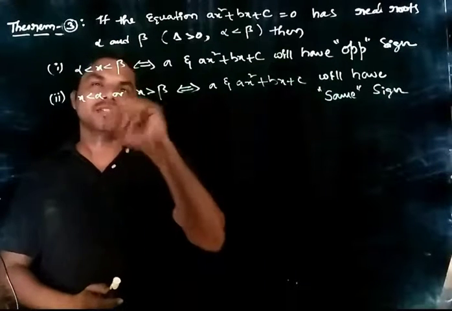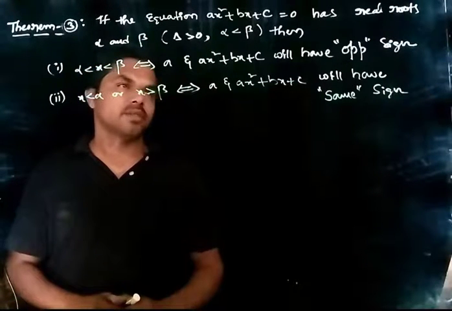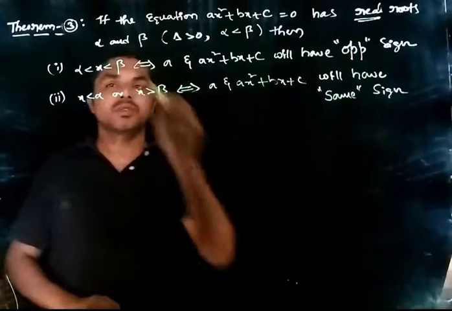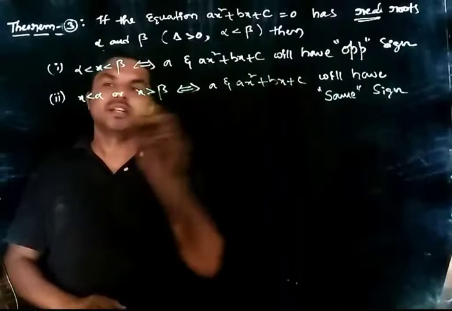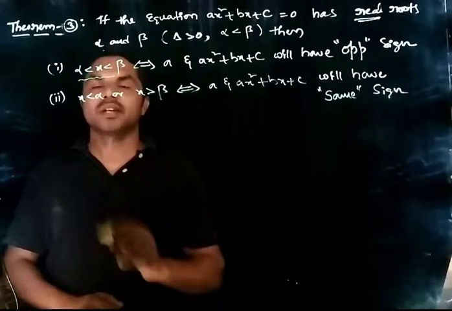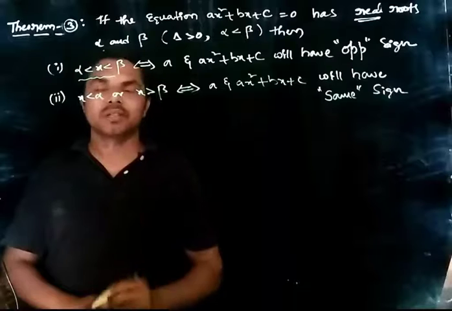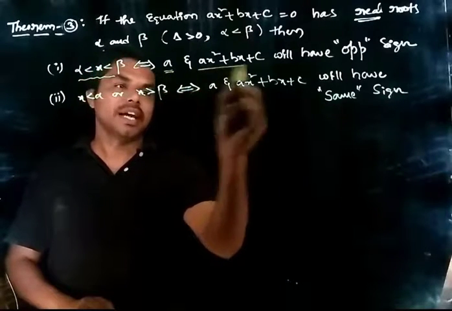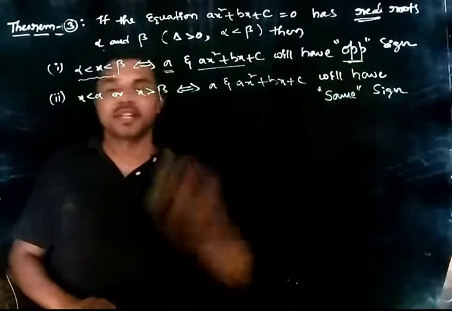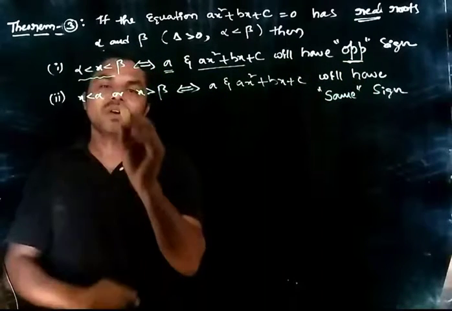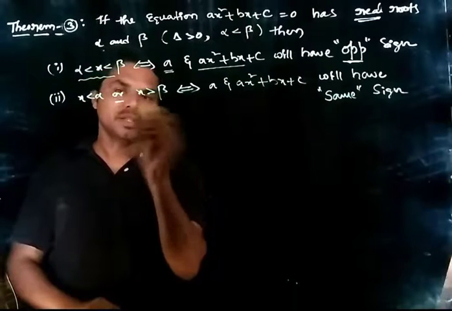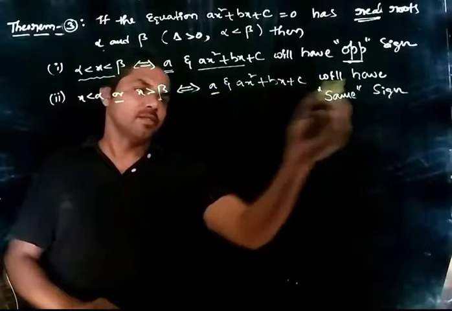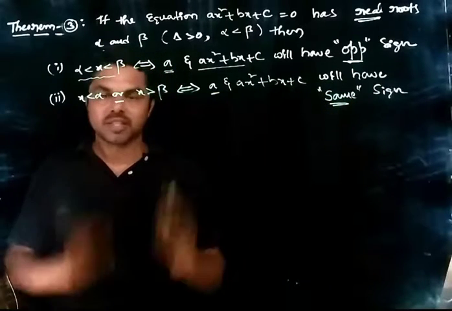Theorem 3. The statement is, if the equation ax square plus bx plus c equal to 0 has real roots alpha and beta, then if alpha less than x less than beta, that means x value lies in between alpha and beta, then a and the expression will have opposite signs. If x is less than alpha or x is greater than beta, in this case the expression and a will have the same sign. So this is the theorem.